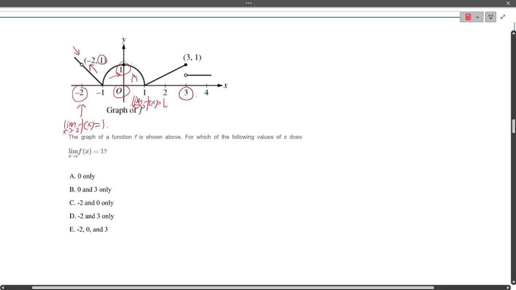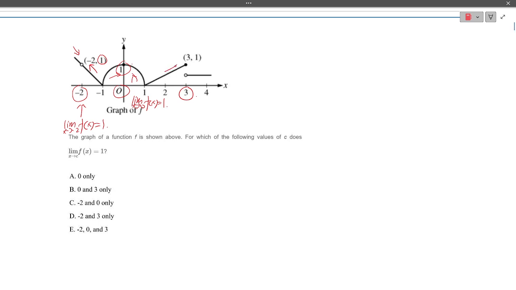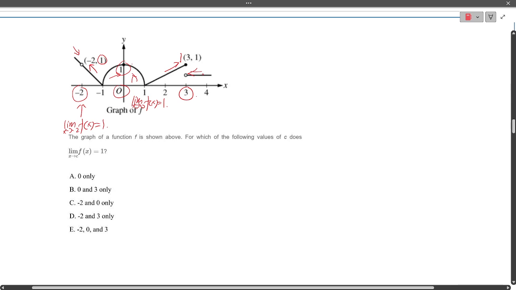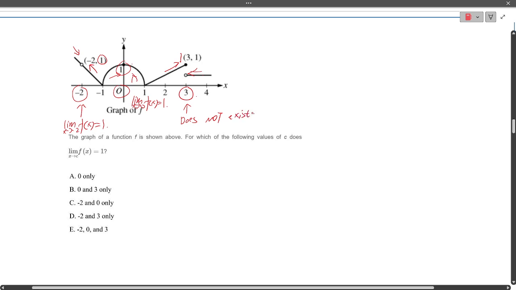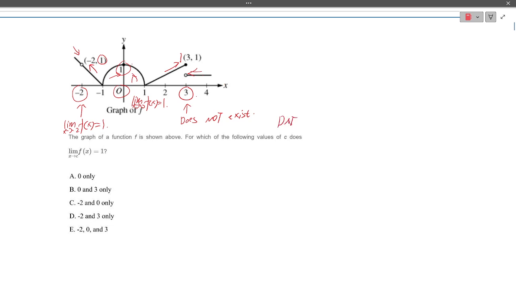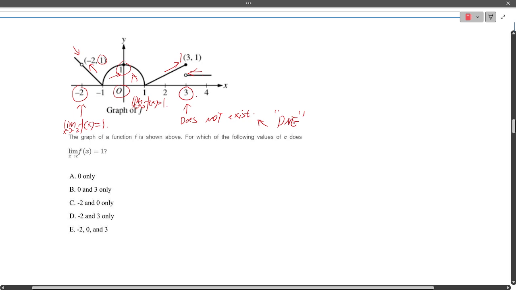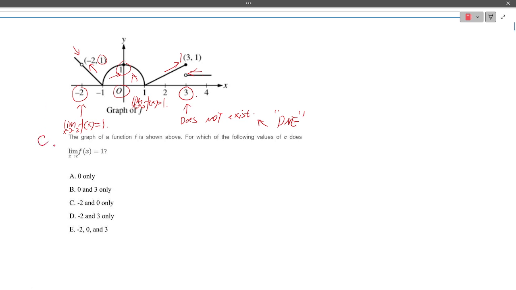So finally, at the point 3, we notice that as x approaches 3 from the left, y approaches 1. While as x approaches 3 from the right, y remains at 0.5. Since the values approached from the two directions are different, the limit at x equal to 3 does not exist. We use the notation DNE to represent this concept. Okay, so therefore, the correct answer for this question should be C.